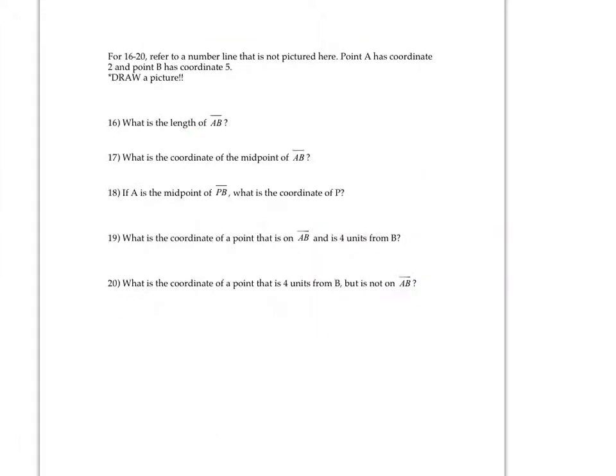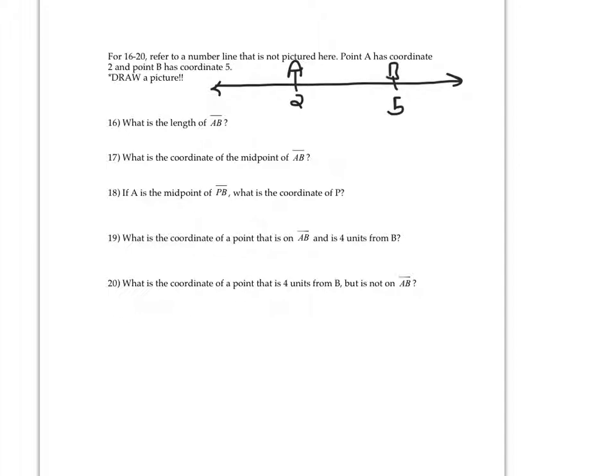For 16 through 20, it says refer to a number line that is not pictured here. Point A has a coordinate of 2 and point B has a coordinate of 5. So my suggestion to you is anytime you're given a written description, that you should draw a picture. So here's point A, has a coordinate of 2. Point B has a coordinate of 5. And here are the questions.